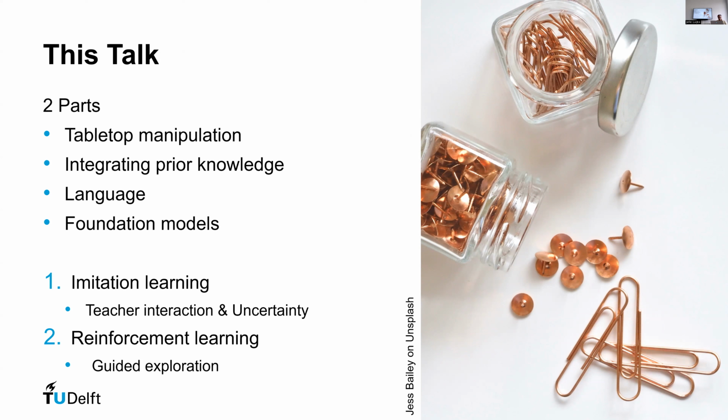And in the second part, we're going to switch to reinforcement learning, where one of the big questions is how the robot should explore, how it should try out new things in order to figure out what works and what doesn't. But that can be extremely inefficient if it's just randomly trying out things. So here we're going to use prior knowledge to guide the exploration.